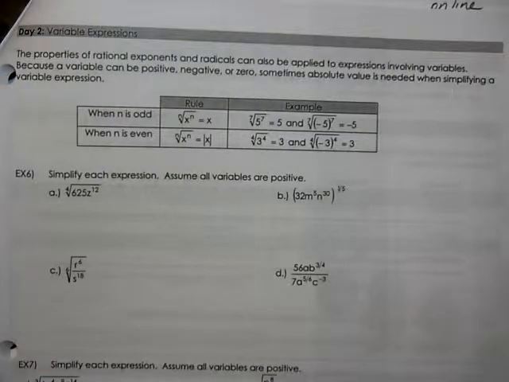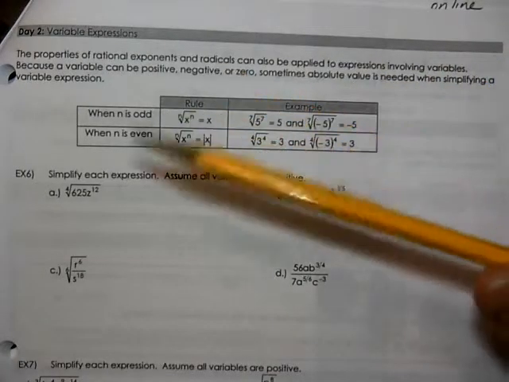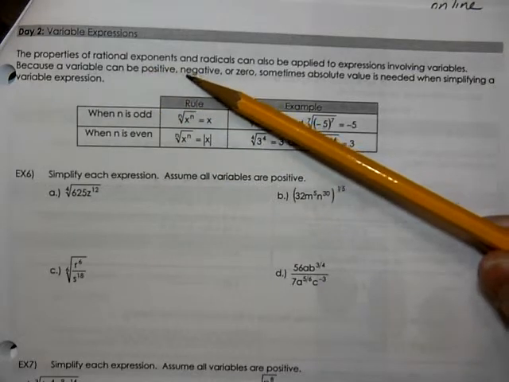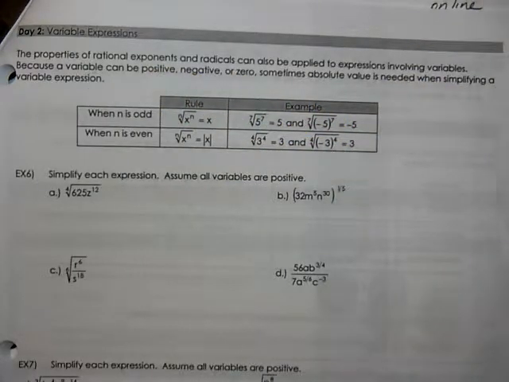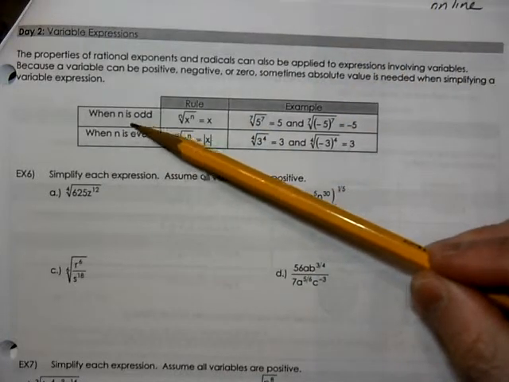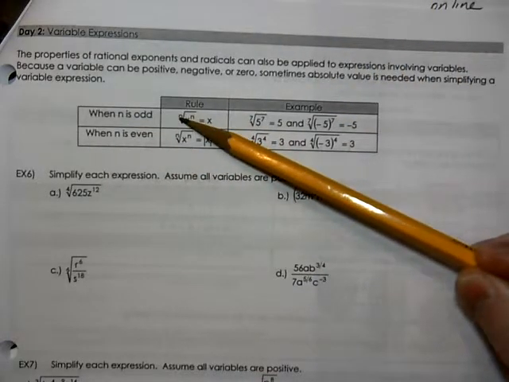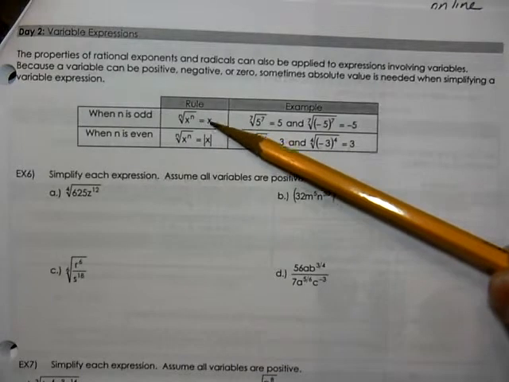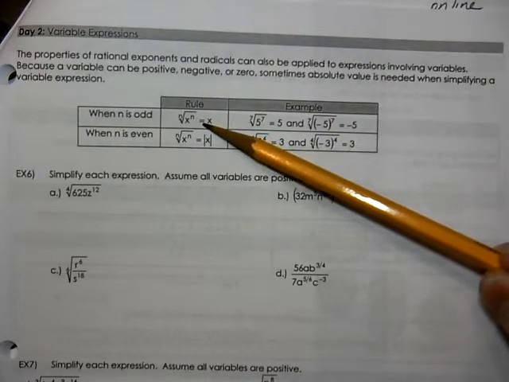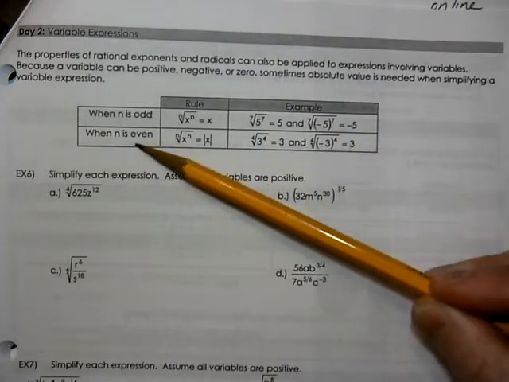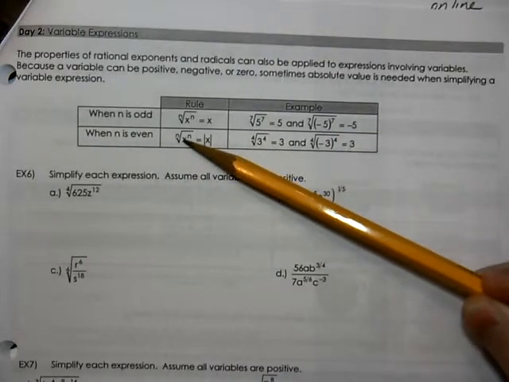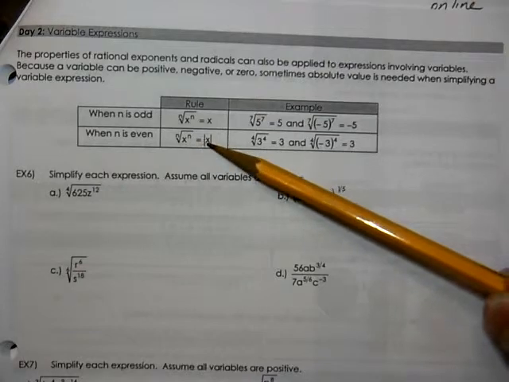This is Algebra 2 with trig, 6.2, day 2. We're talking about the properties of rational exponents and the radicals, and we're going to have variables involved with that. When it's an odd index, we can get a value that's either positive or negative. But when it's an even index, what comes out has to be a positive number.